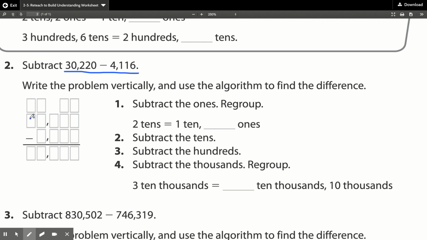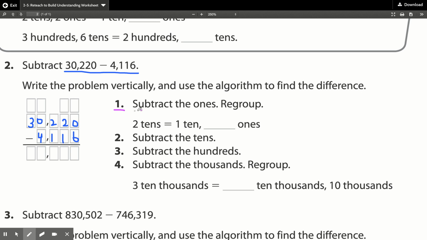So I'm going to write down 30,220. Remember to double check that you're writing down the correct numbers because that's an easy way to make a mistake. The second step to this is when we are writing our second number, we need to make sure that they're aligned all the way to the right side. We don't line them up over on the left side, we line them up on the right side, so make sure those are aligned. Okay, let's get into our work here.